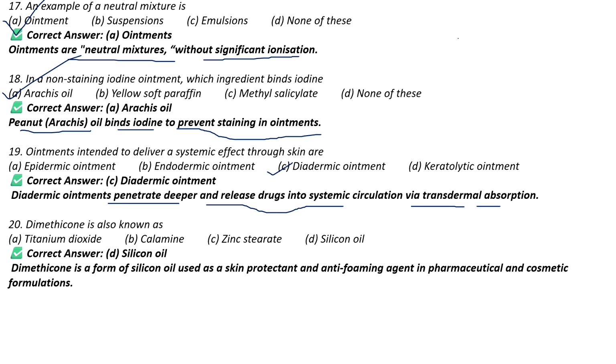Dimethicone is also known as, and the options are titanium dioxide, calamine, zinc stearate, or silicon oil. So dimethicone is basically a form of silicon oil that is used as a skin protectant and an anti-foaming agent in pharmaceutical and cosmetic formulations. So we can say option D, that is silicon oil, is the correct answer for this question. Means dimethicone is also known as silicon oil.